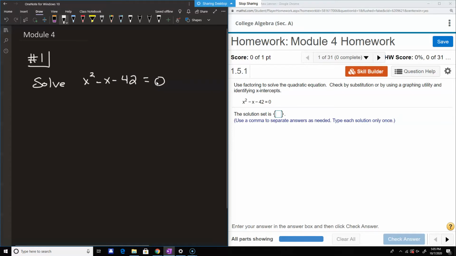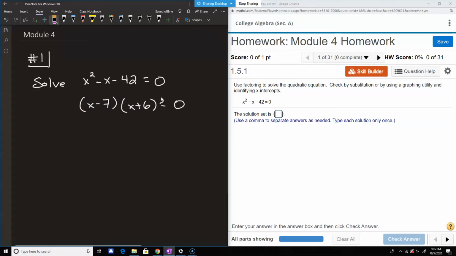So remember, this is kind of the shortcut factoring method, meaning all we need to do is find two numbers that multiply to negative 42, but when you add them, you get negative 1. So the constant term, we're looking for factors, and we're looking for them to add to the coefficient of the x in the middle, which, since it's just a minus, is minus 1. So that's going to be negative 7 and positive 6. So it factors into x minus 7 times x plus 6 equals 0.